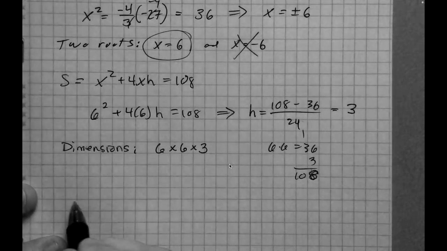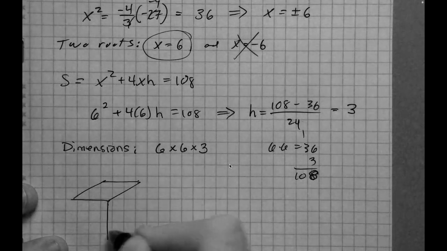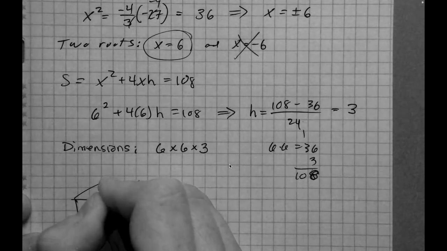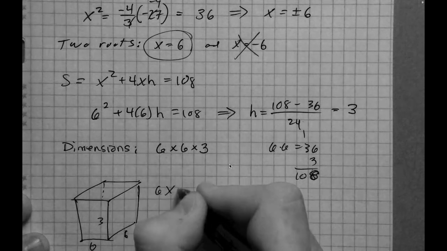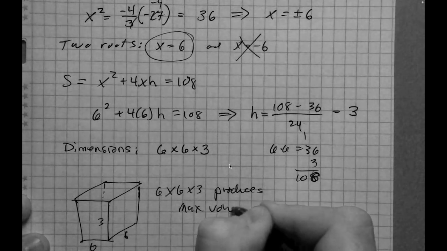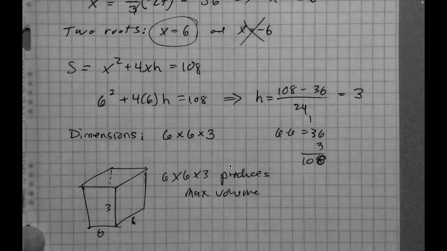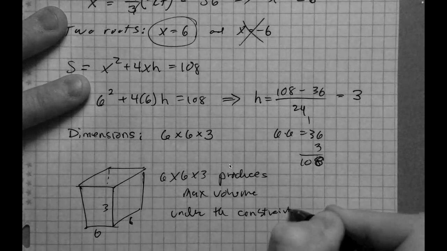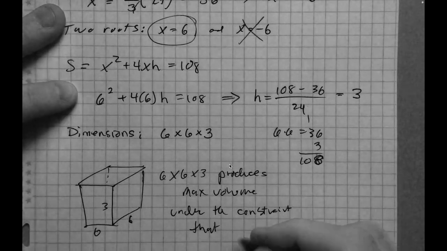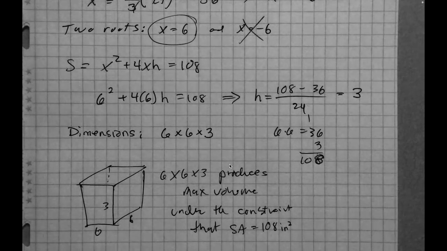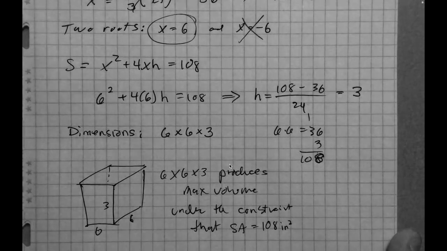So here what we did was we had an open box and we figured out that 6 by 6 by 3 produces the max volume. And of course, that produces the max volume under the constraint that the surface area is 108 inches squared. Okay, so, all right, very good. So that's the first example.